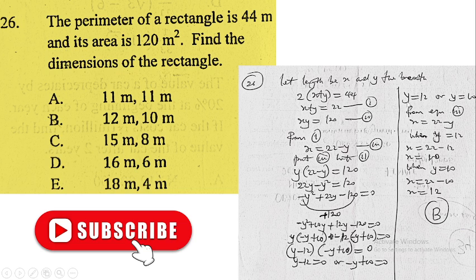So either of these two variables, our y can be 12 and our s will be 10, or our y will be 10, our s will be 12. So in this case, anyone you pick will still give you the same answer. So in this case now, we have 12 meter and 10 meter to be the dimension of the rectangle. So option B is the correct option as far as this question number 26 is concerned.